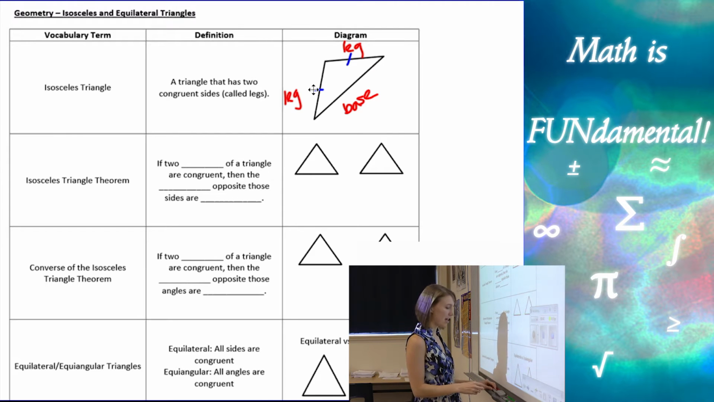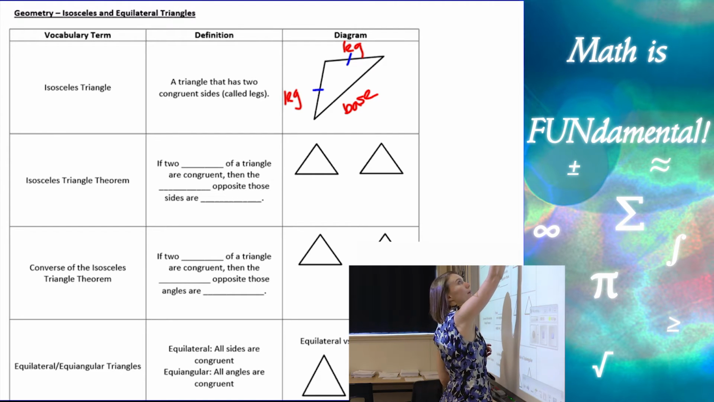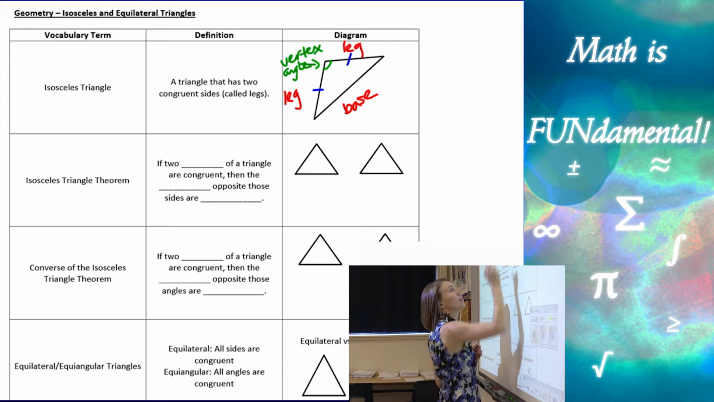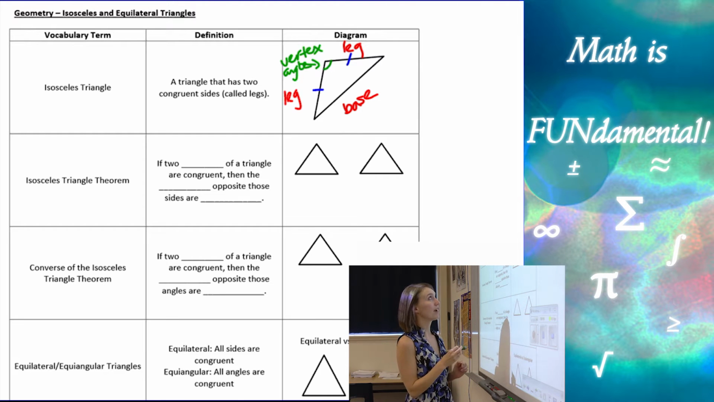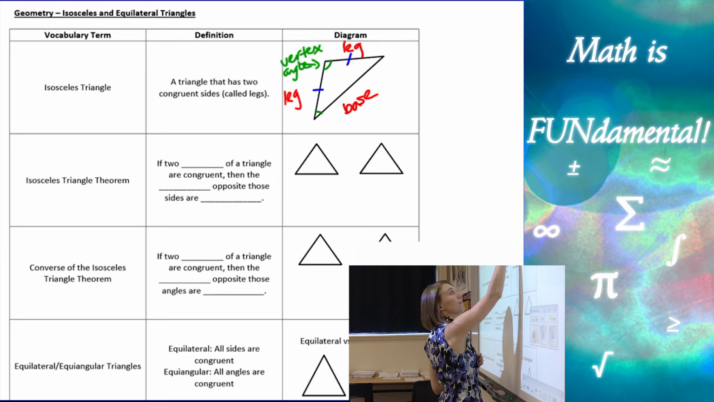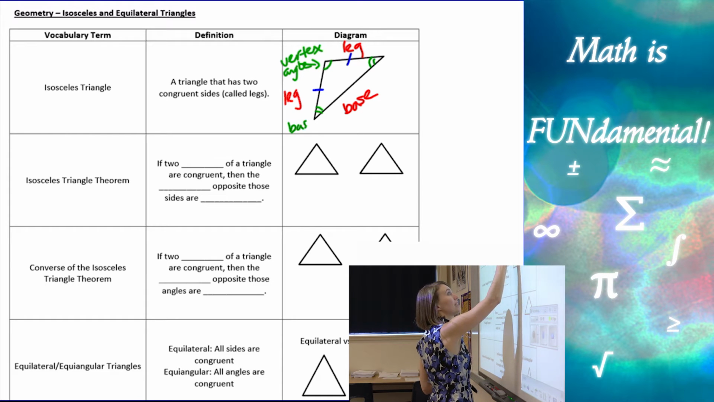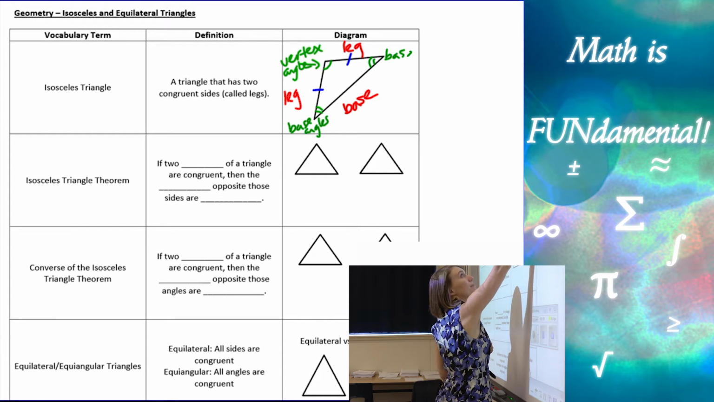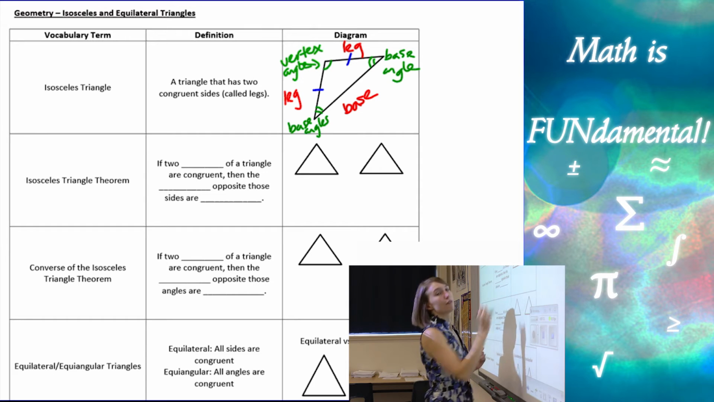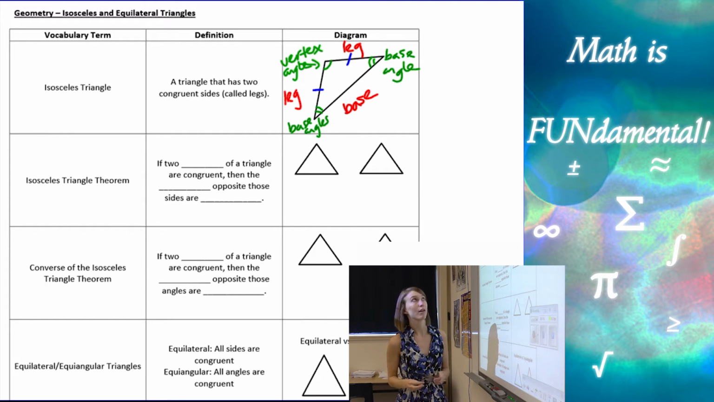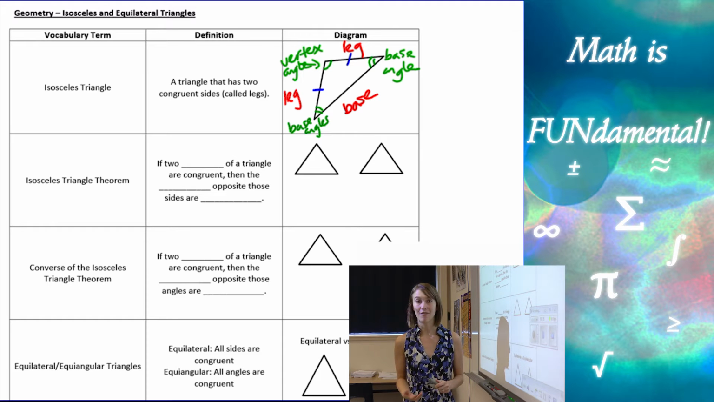We also have what we call, and I'm going to put it up here, the vertex angle. So the vertex angle is right there. And then we have these two angles here, which are what we call base angles. And this one is a base angle. So lots of different pieces of an isosceles triangle that we want to be familiar with the vocabulary of it.